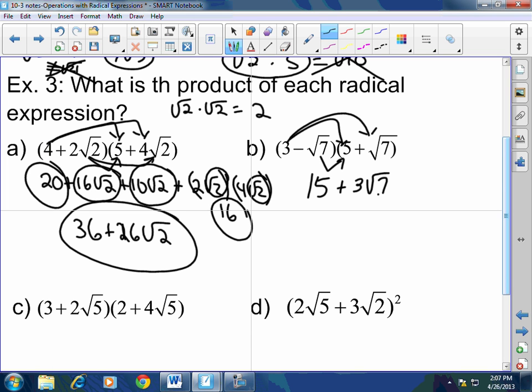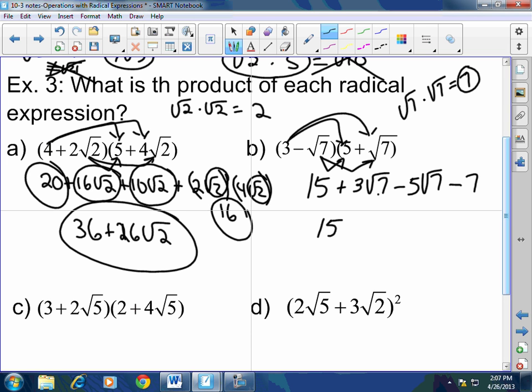negative square root of 7 times 5 is negative 5 square root of 7. And negative 7 times square root of 7 is negative 7, guys. Okay, let's do it again. When you multiply the same square roots, the answer is simply the radicand. Negative square root of 7 times square root of 7 is going to be 7.